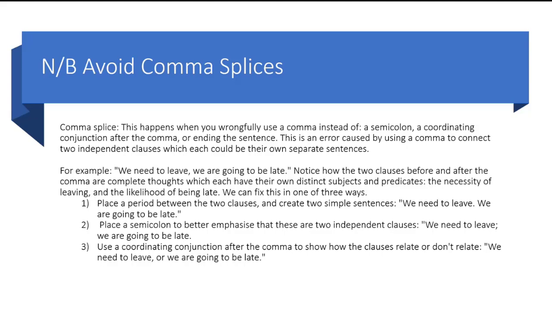So a comma splice is when you use the comma wrongfully. And usually when you use the comma wrongfully, it means you were either supposed to use a full stop, a semicolon, or a coordinating conjunction, right? And I'm going to explain this in more detail. Let's have the example here. We need to leave, comma, we are going to be late. And just yesterday, I was reviewing a student's work, and I realized again that the comma splice was the highest mistake in that specific student's work, because it's so easy for us to use the comma when we want to pause, but pauses can mean full stop. It can mean the end of one idea and the start of another.